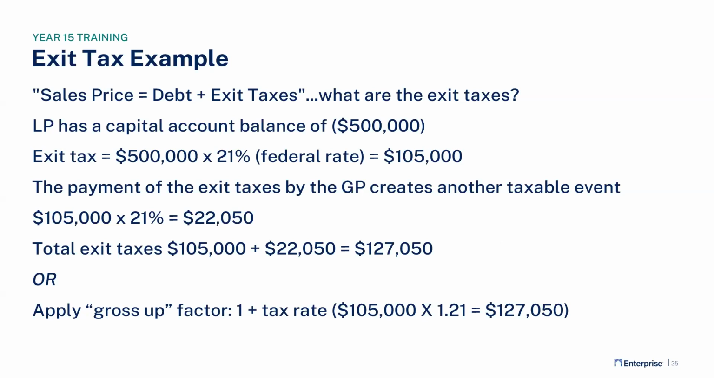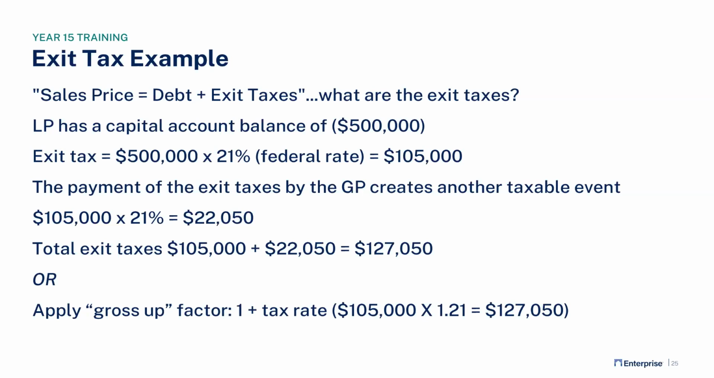If the general partner makes the payment of exit taxes, it will create another taxable event. And you see that calculation here, which is the 21% of the exit tax amount of $22,000. And then here's your total exit tax at the end.